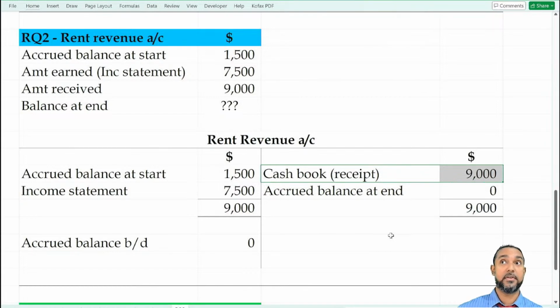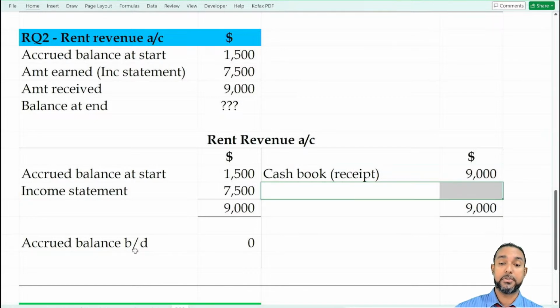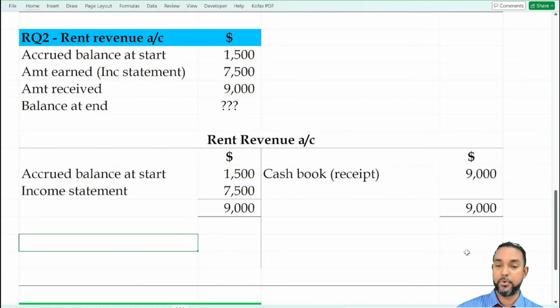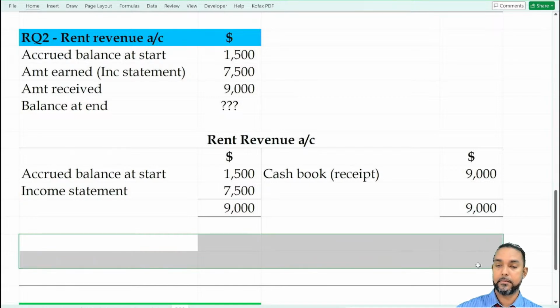In which case, there's neither an accrual nor a prepayment. The account is already in balance, so we don't have to balance it. We don't have to do anything else to balance the account.